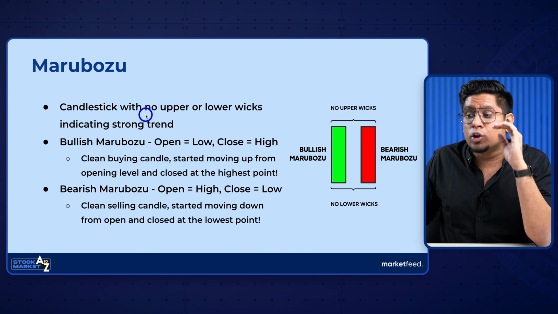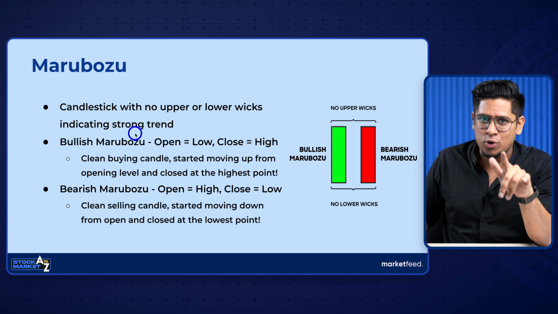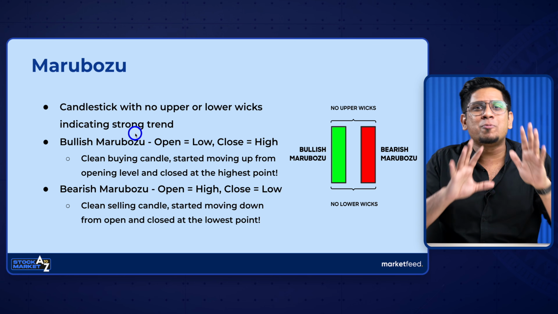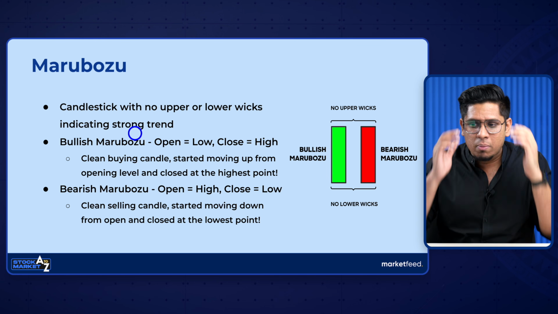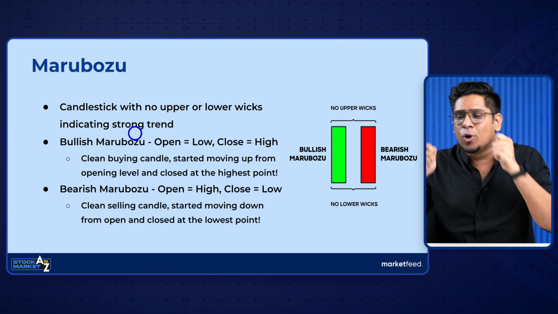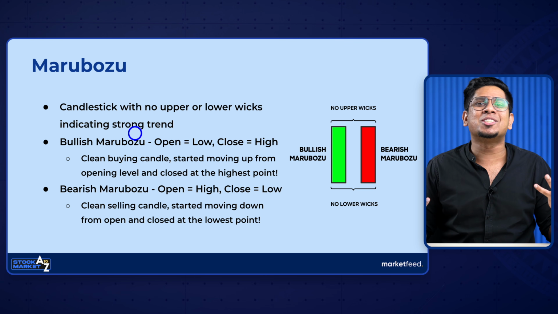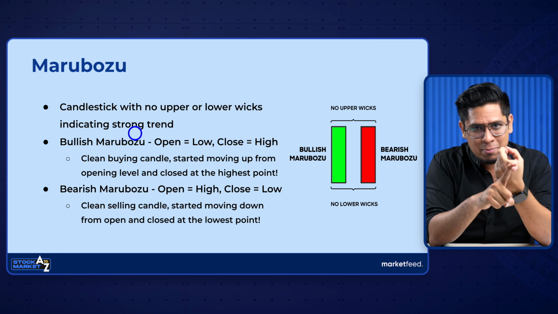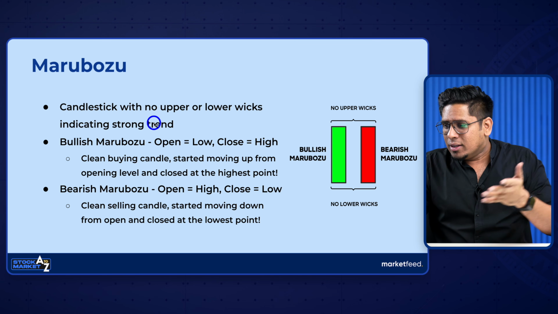A candlestick with no upper or lower wicks indicating strong trend. Now you understand where you can get confused. A lot of beginners try to just learn the theory of this by heart. Okay, Marubozu is the candlestick with no upper or lower wicks indicating strong trend. Do you need to do that? That is my question. You need not know the name Marubozu. You need not know this theoretical definition. Forget all those.